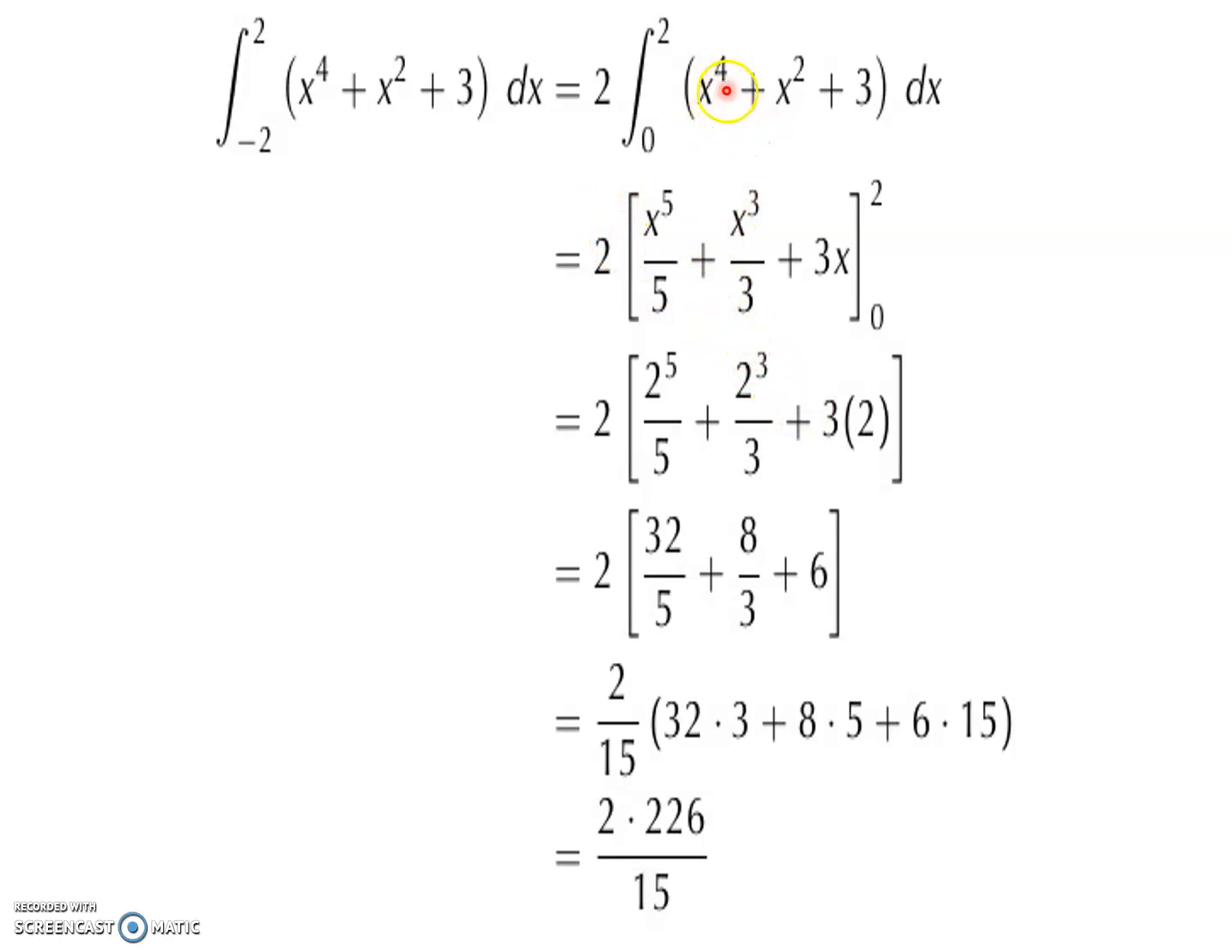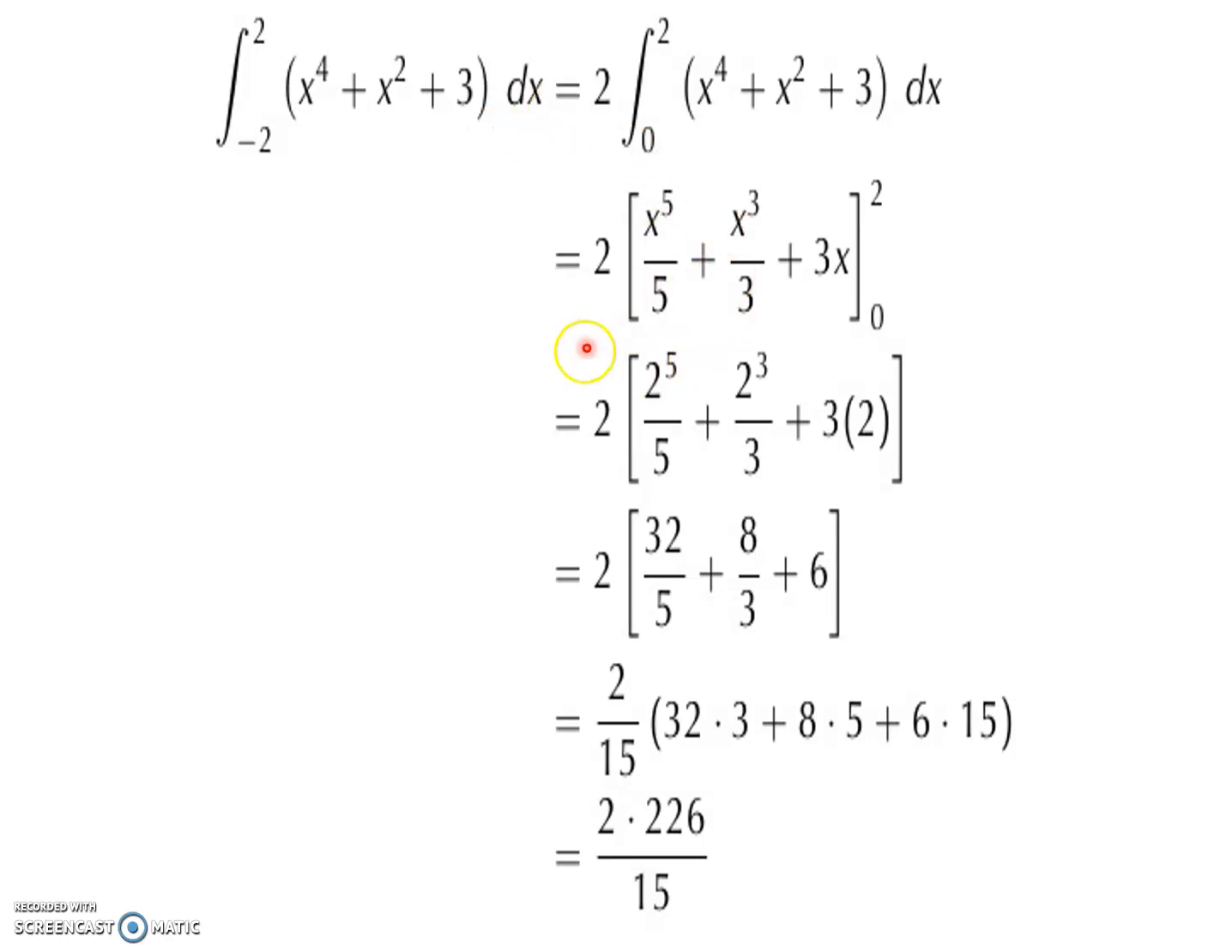What is the integration of x raised to 4? Yes, it is x raised to 4 plus 1 upon 4 plus 1. What is the integration of x square? X raised to 3 upon 3. What is the integration of 1? It is exactly x. That's why we have to substitute the limit 2 there. 2 raised to 5 upon 5 plus 2 cube upon 3 plus 3 twos are 6. Simplify, we derive the answer 2 upon 15, 32 into 3 plus 8 into 5 plus 16 into 15. So for the final answer, 15 is the LCM. That's why 2 upon 5.